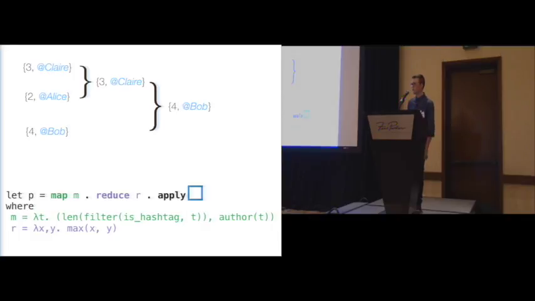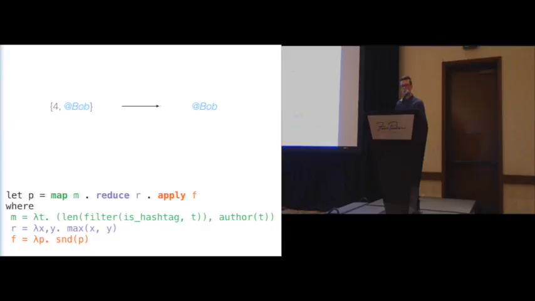Now the reason for this is because max is both associative and commutative, so it doesn't matter how we structure this parse tree. Although we'll see later that sometimes this can be an issue, and I'll talk more about that at the end of the talk. Now finally, we're going to apply one more function, which is going to take our pair and extract the critical information that we care about, which is Bob's user, and return it. So this is the program that Big Lambda would synthesize from Bob's simple example.